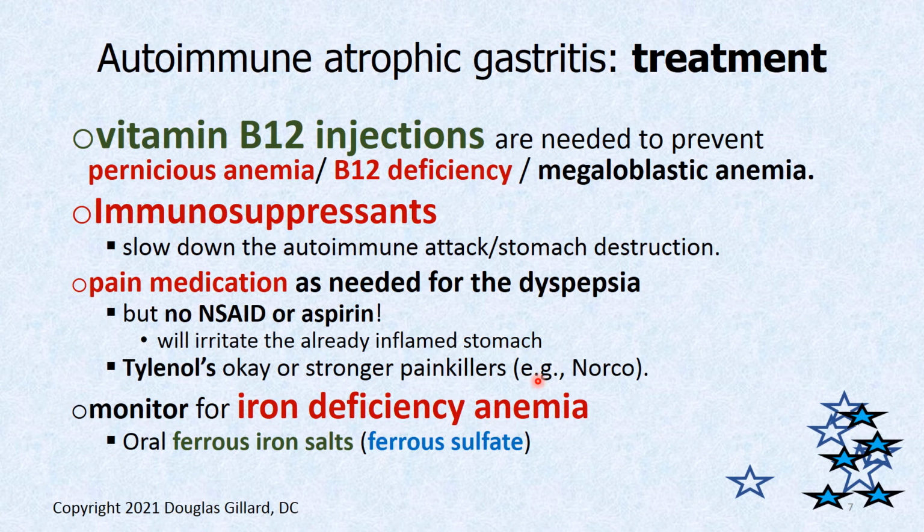How do you treat atrophic autoimmune gastritis? Vitamin B12 injections, because you're going to have eventually pernicious anemia. You might want to take immunosuppressants to slow down the destruction of the stomach. For the dyspepsia, you may need some kind of pain medication. Tylenol, acetaminophen is a pretty good one for that. Of course, check with your primary health care provider before that. You might need something stronger like hydrocodone if it gets really, really bad.